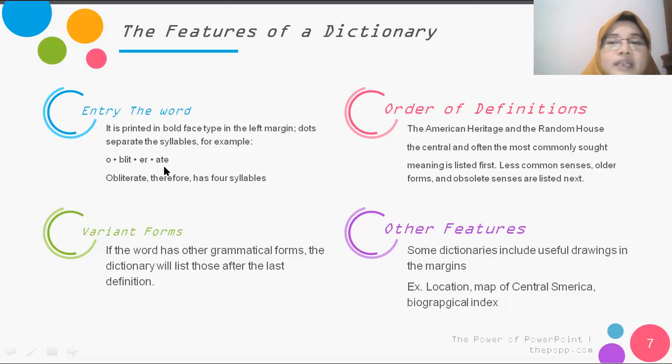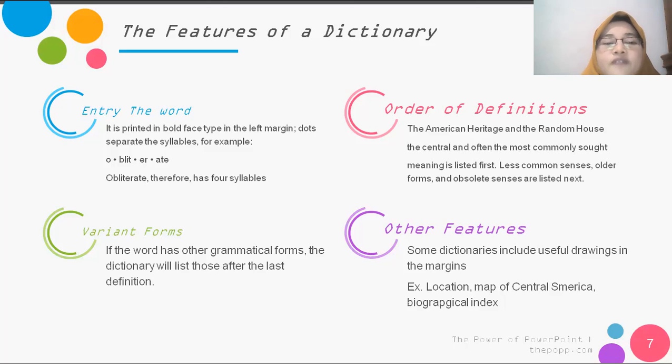Obliterate. It has four syllables. And then the order of definitions. In the American Heritage and the Random House dictionaries, the central, often the most commonly used meaning is listed first. And then less common senses, older forms, and obsolete senses are listed next. This is in the American Heritage Dictionary.